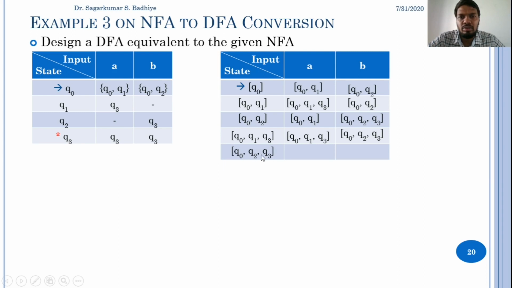Then Q0 Q2 Q3 on A goes to a combination of these states. So Q0 on A goes to Q0 Q1, Q2 on A goes to nowhere, and Q3 on A goes to Q3. So the new state over here will be a combination of Q0 Q1 and Q3, right? And Q0 Q2 Q3 on B goes to a combination of Q0 Q2 and Q3, right?